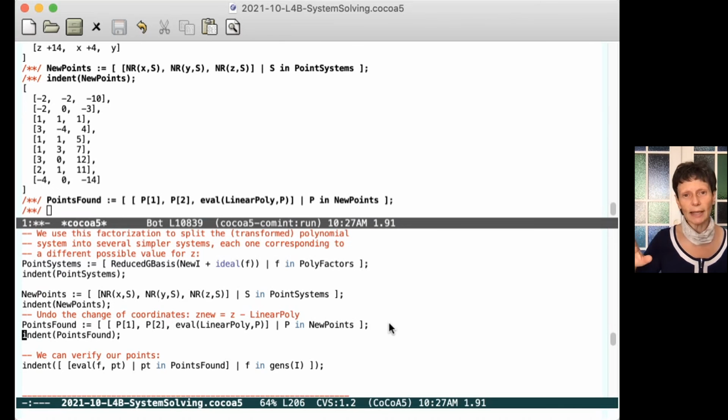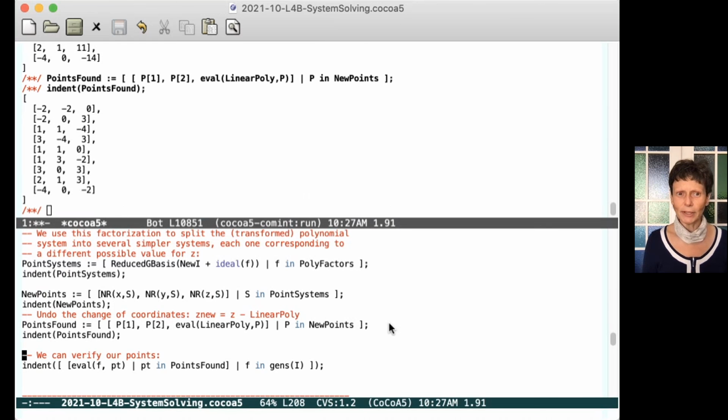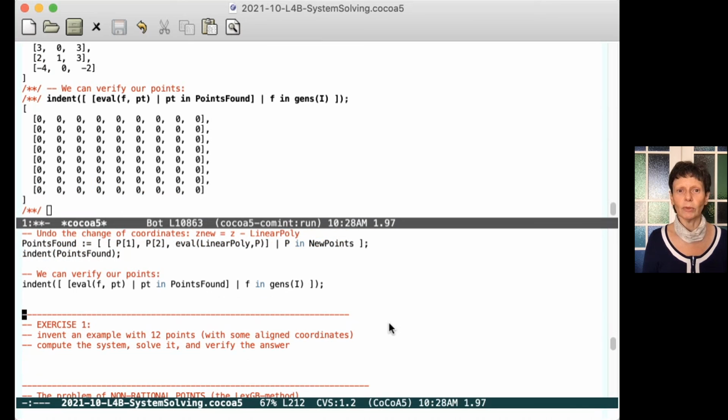I don't know if that happens to you, but when I have to undo a change of coordinates, I always get confused, and I don't know if I'm doing it right or I should do it the other way, but I checked. This is the right way. And here are the points. Are these the solutions of the original system? Of course, we can verify these new points. We evaluate the 9 points in all the generators of the ideal, and we always get 0. So these are all the solutions of my polynomial system.